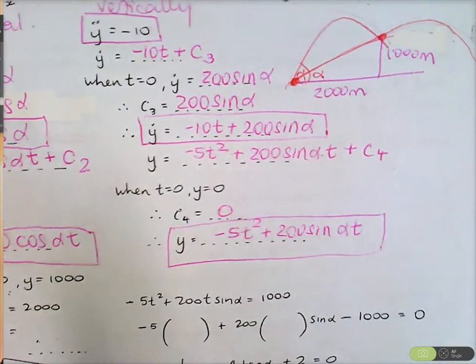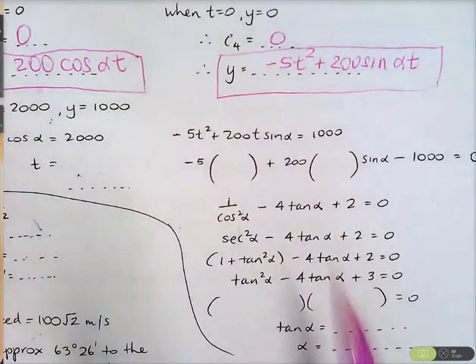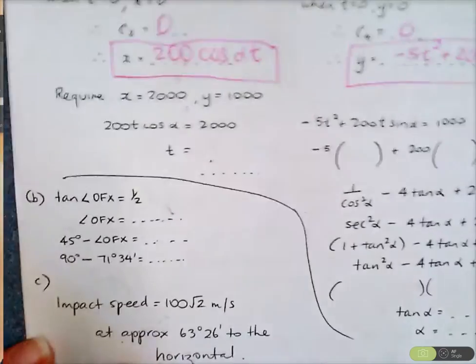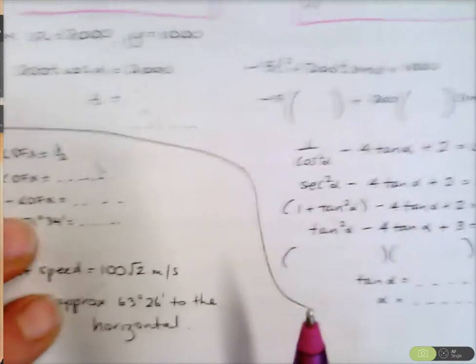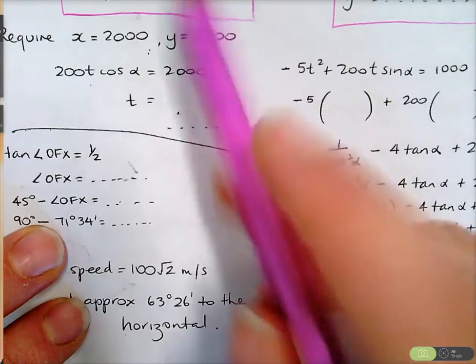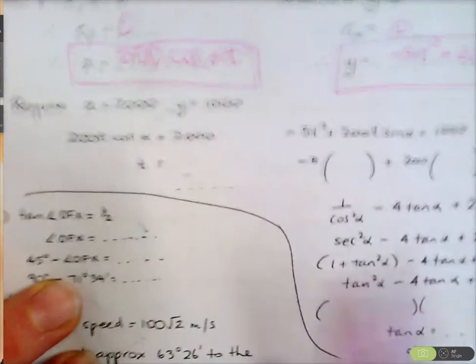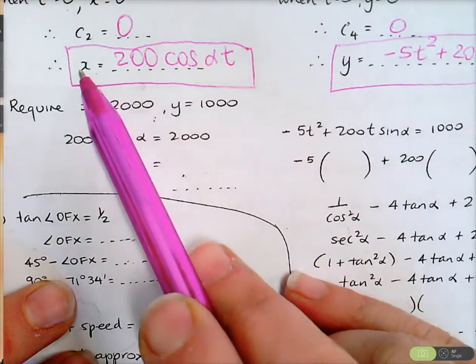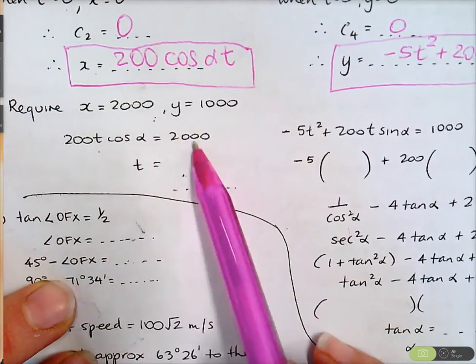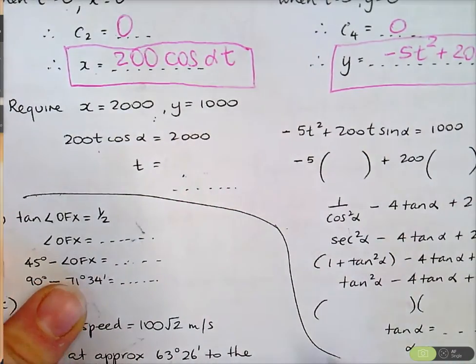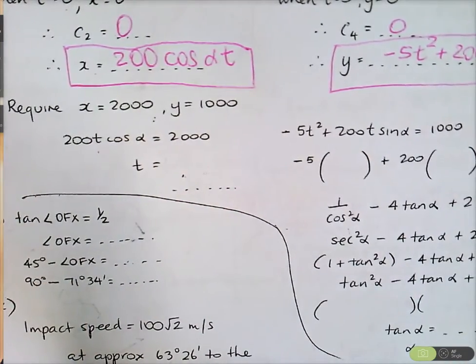So what we're going to do, girls, this is what we need. We require that when x is 2,000, y is 1,000. So we can work out that time by substituting 2,000 into the equation for x. Now we know that x equals 200 cos alpha t. So if you put x is 2,000 in here, we'll work out what the time is, and then we can substitute that into the y equation.